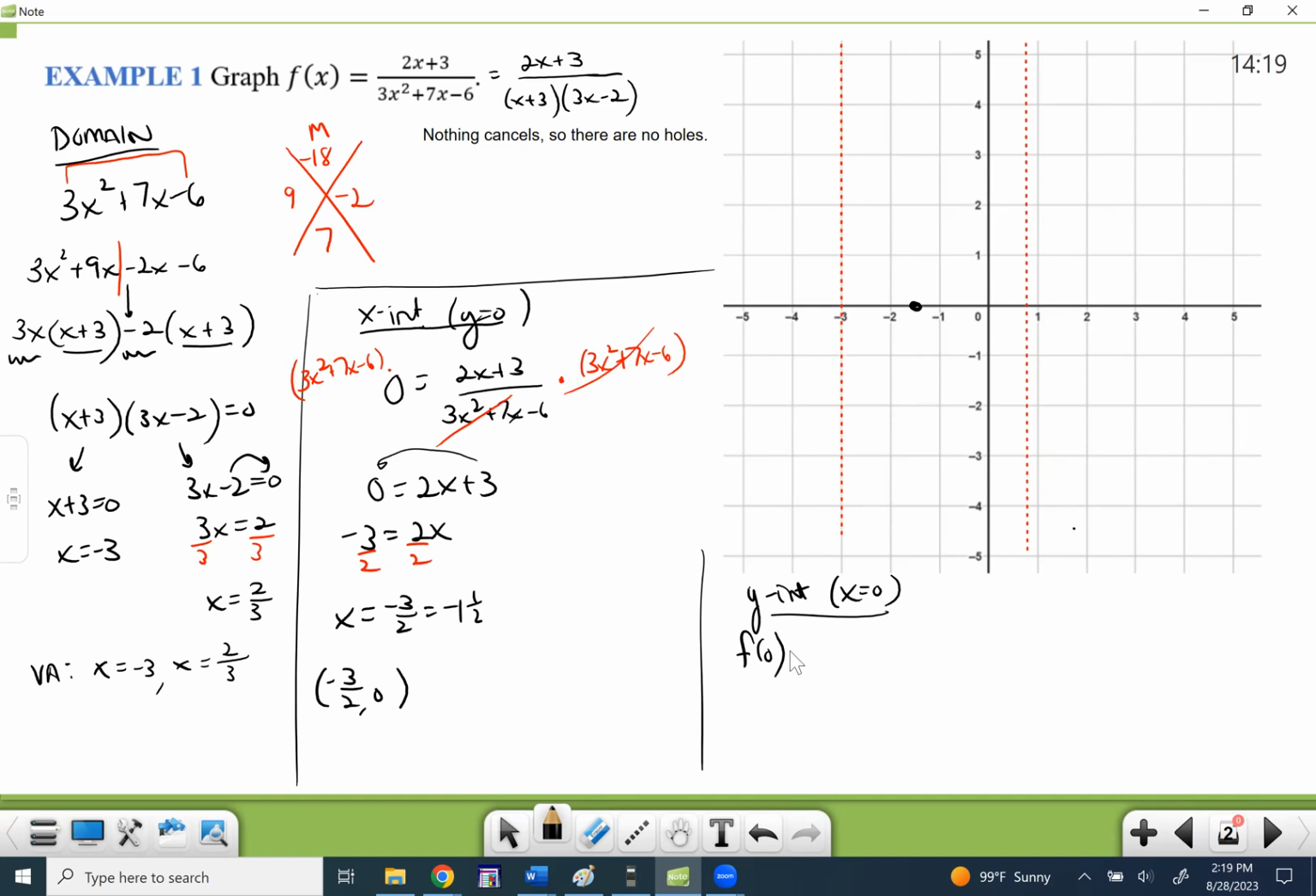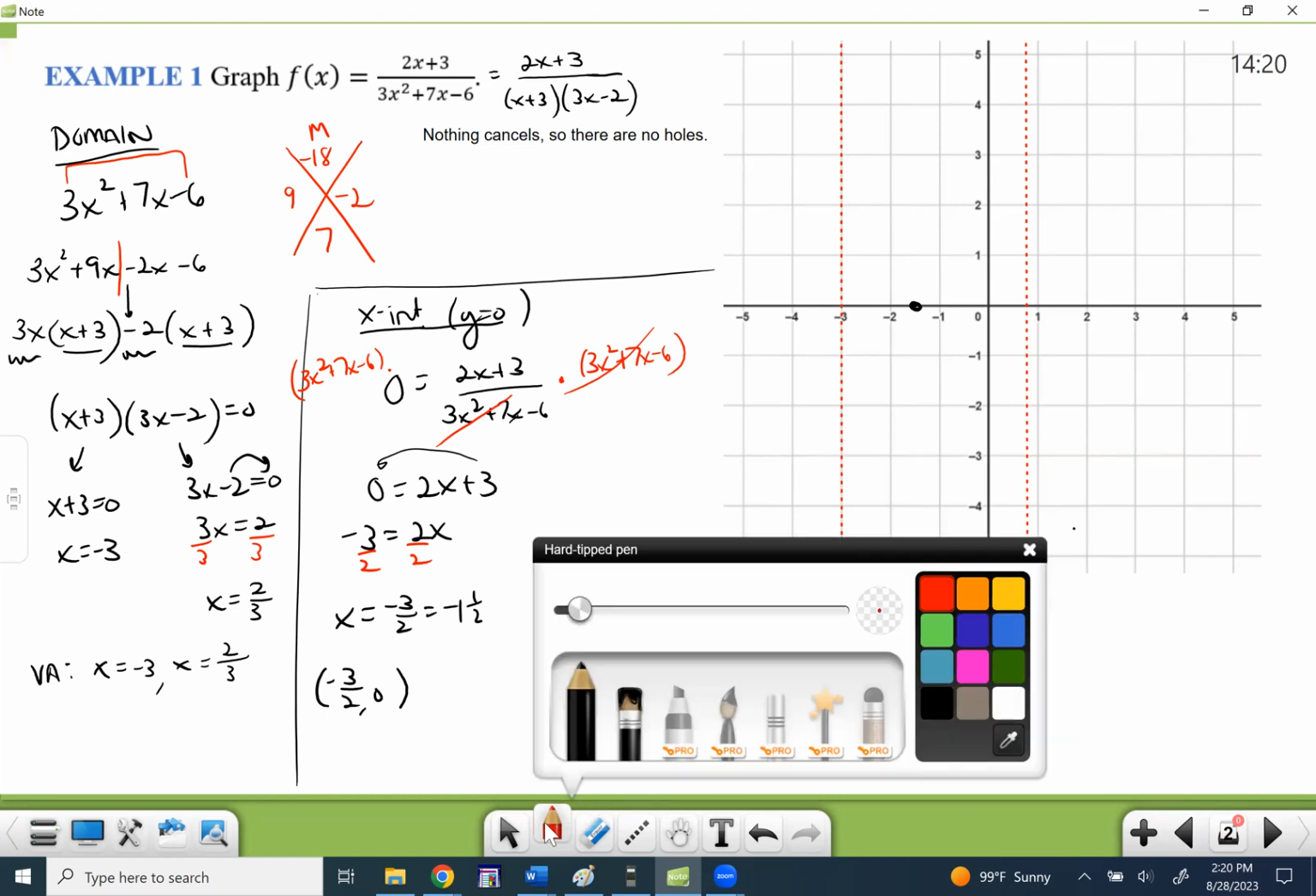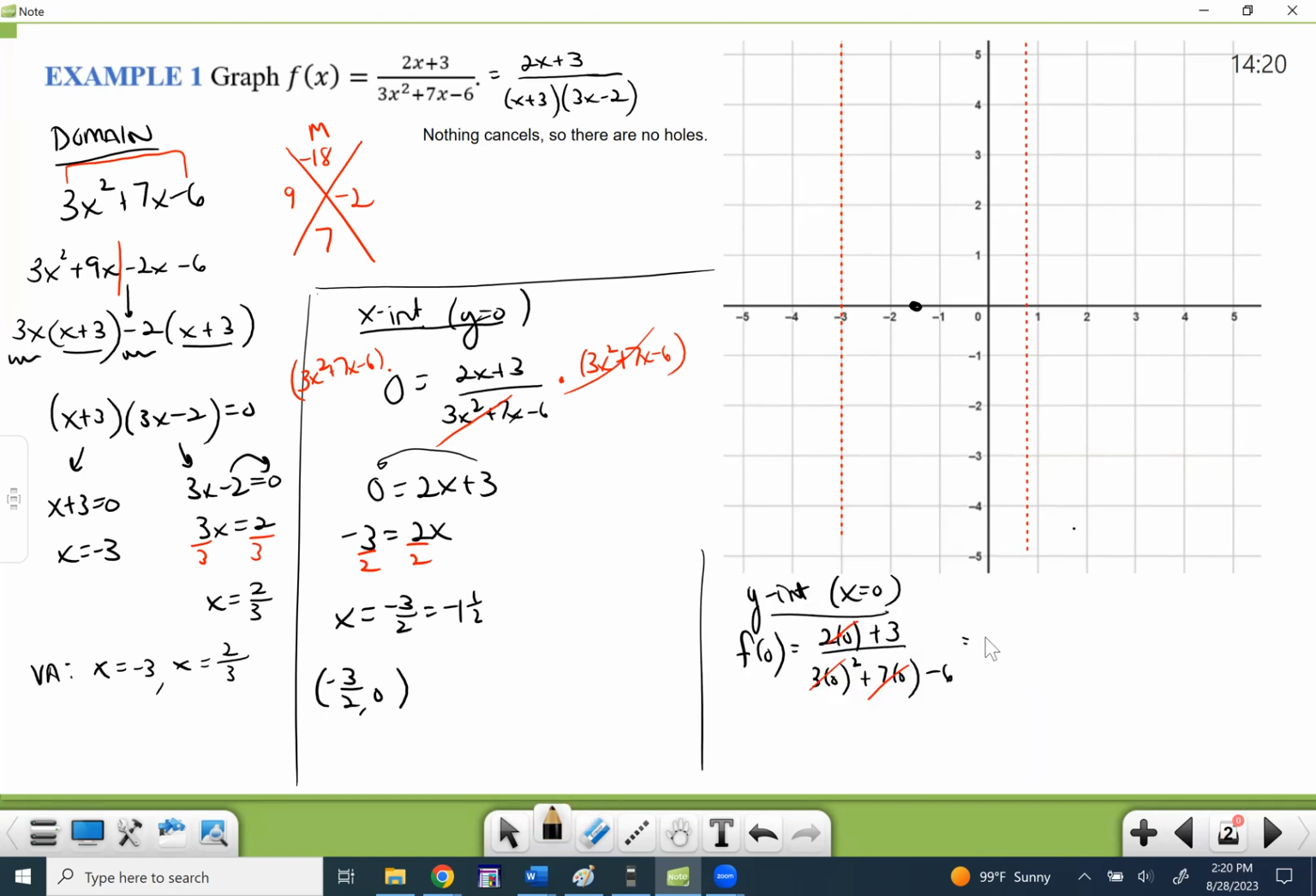So if we substitute a 0 in for every single x, it'll look like this. Well, any term with a 0 in it is going to go away. So it looks like we just have 3 over -6. So how easy is that? In the future, we can just look at the last numbers. And when you reduce that, you're going to get -1/2.